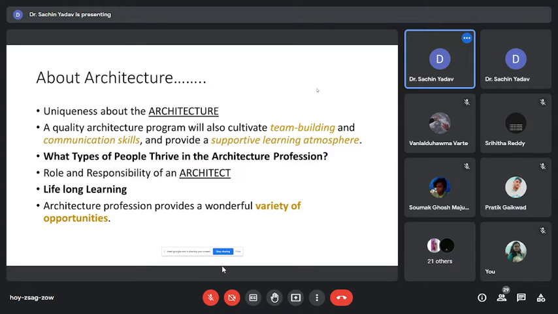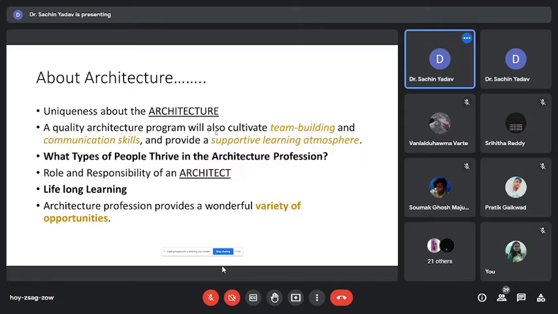The architecture program will also cultivate team building and communication skills and provide a supportive learning atmosphere. Right, team building. So during your course, you have to work in a team also, right?